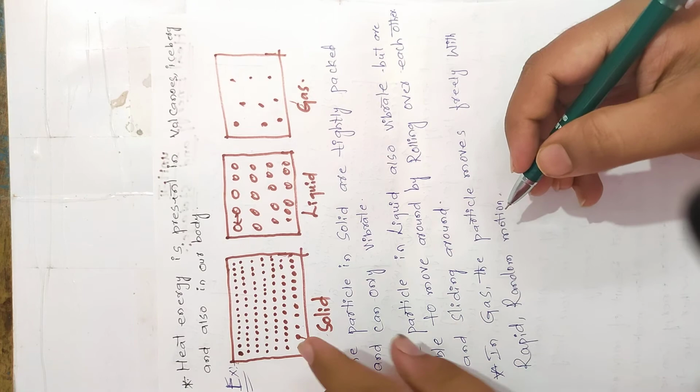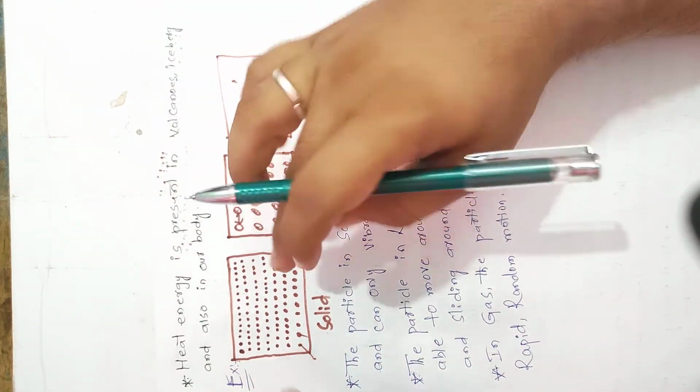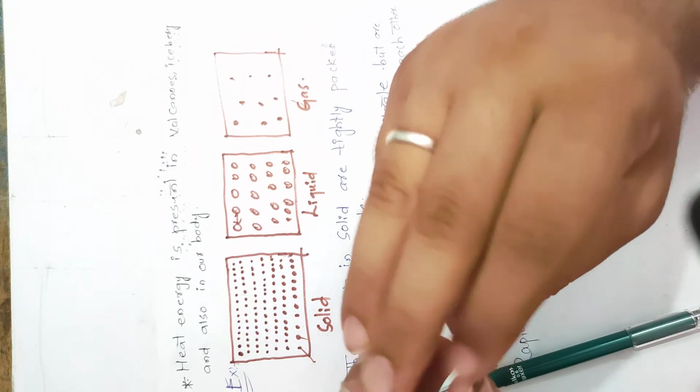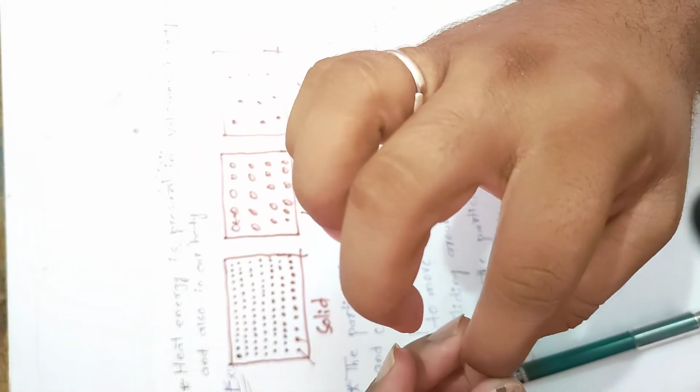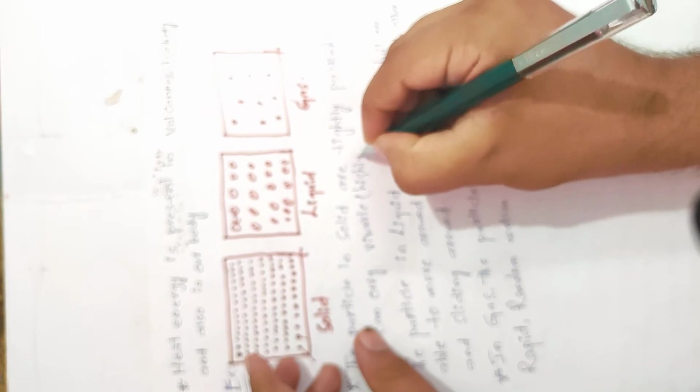So once again I will repeat. The solid is one which has a definite shape as well as definite volume, and the force of attraction between the molecules is very high. So the particles in the solid are tightly packed and can highly vibrate. The nature is highly vibrating, we can say.